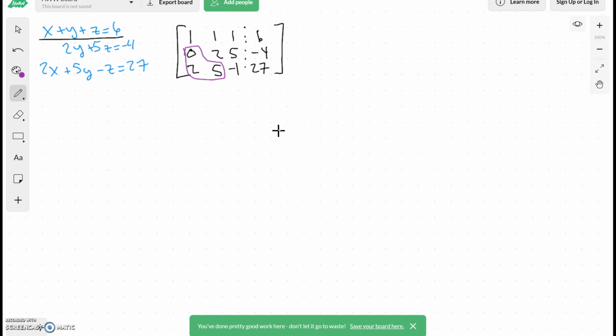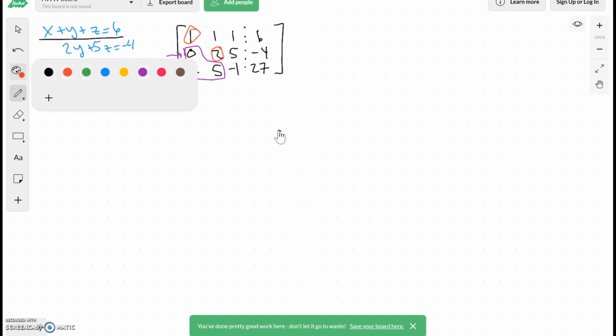Now, the good thing about this problem is that I already have the second one to be 0 already. Now, how am I going to make the rest, this 2, equal to 0, right? Well, the way that I'm going to do it is by using this 1 to help me get rid of this 2 to make it a 0. And then when I go into this 5, how will I make this 5 into a 0? Well, I'm going to use this 2 to get rid of this 5. So we're going to do one thing at a time.